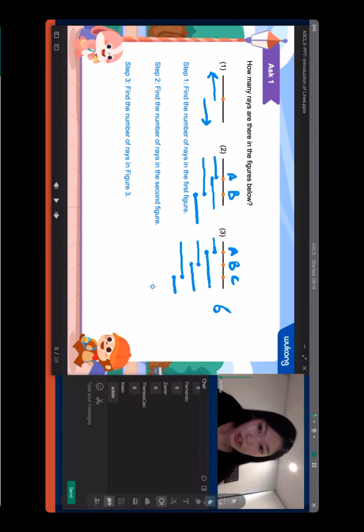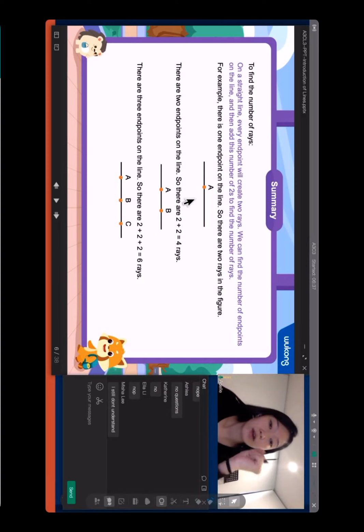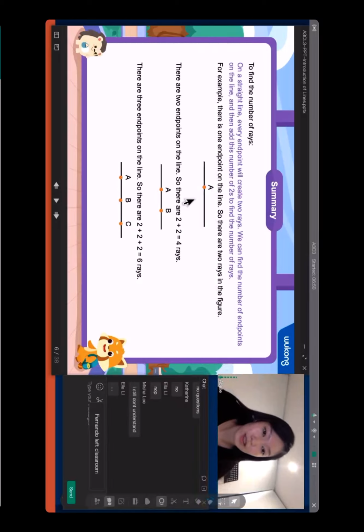So does anyone have any questions about how we found the rays in these figures? No? Okay, that's good. We're going to go to the next slide. So in summary, to find the number of rays on a straight line, every endpoint will create 2 rays. Remember in the question that we did on the last slide, every endpoint we can go towards 2 directions on the line, yeah? And that creates 2 rays in total. So we can find the number of endpoints first on that line, and then we can add this number of the 2's to find the number of rays.